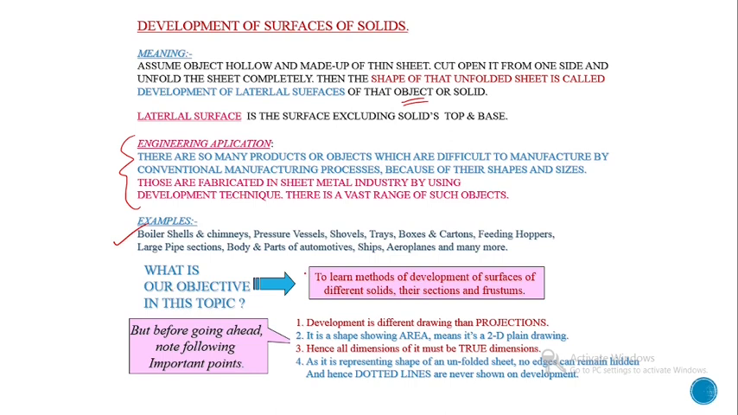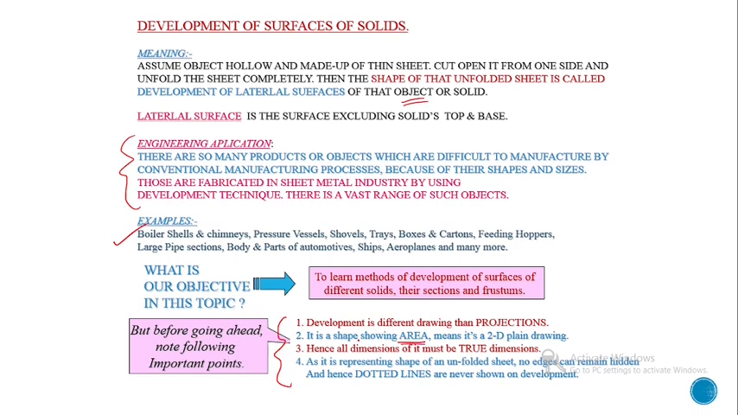Then, we learn the methods of development of surfaces of different solids and their sections and frustums. This is the main objective of this particular topic. But before going ahead, note the following important points. These are the assumptions. First one, development is a different drawing than projections. Most important one, it is a shape showing area.